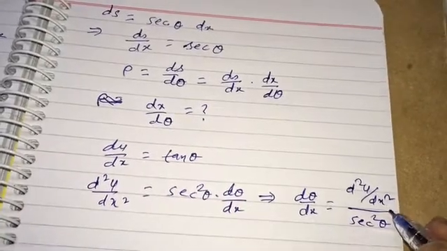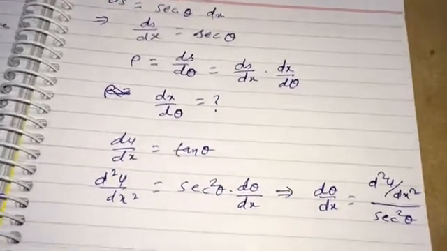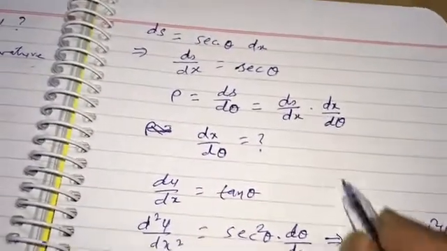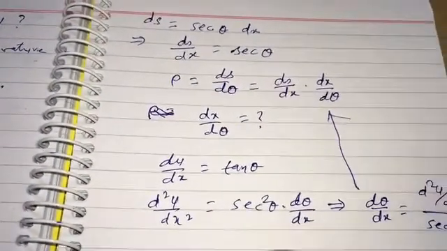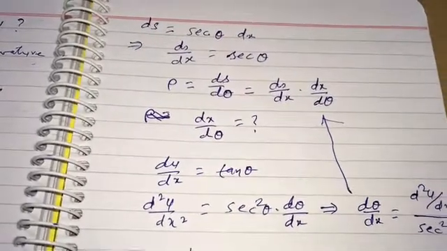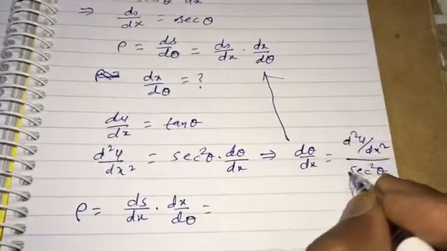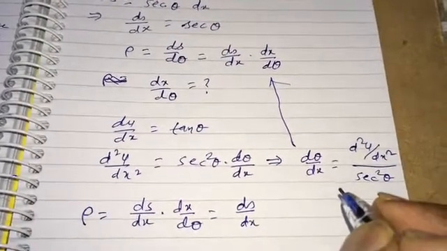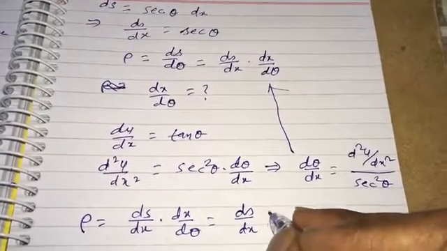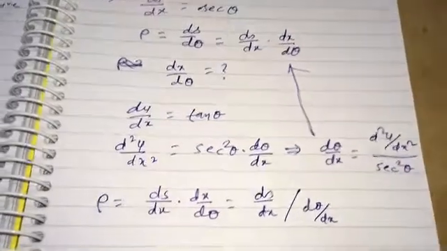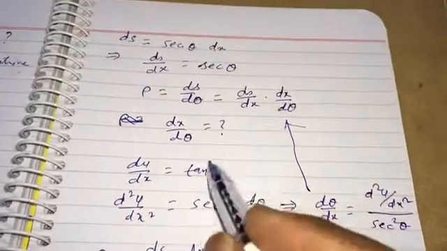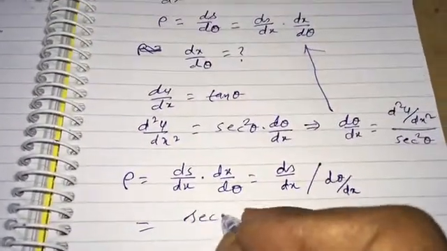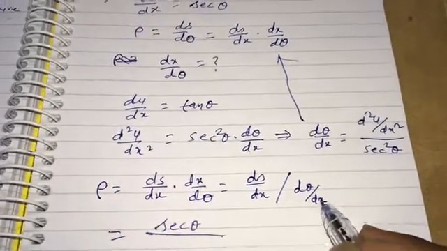Okay, d theta over dx equals du over dx, d square u over dx square over sec square theta. So we have the d theta over dx term, so we put it here. So we get rho equal to ds over dx multiplied by dx over d theta. But what we have is d theta over dx, right? So we have ds over dx divided by d theta over dx, right? So what we get is ds over d theta. So ds over dx is sec theta.